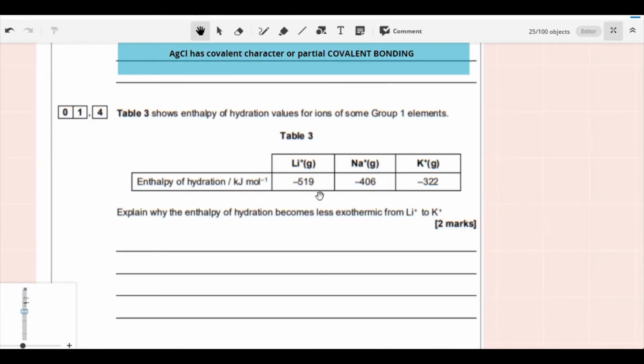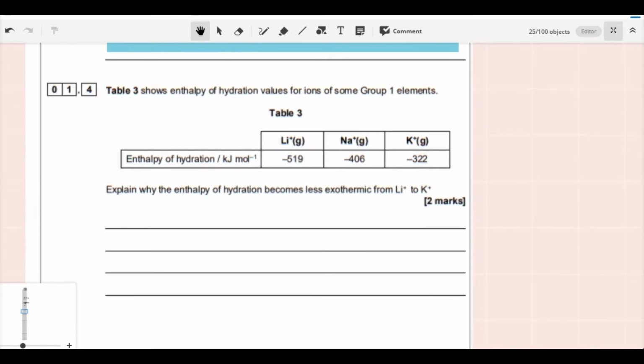Okay. Now the next one is a 2 marks question. 1.4, table 3 shows the enthalpy of hydration values for ions of some group 1 elements. You can see here lithium, sodium, potassium. The enthalpy of hydration is minus 519, here is minus 406, and here is minus 322. Explain why the enthalpy of hydration becomes less exothermic from lithium to potassium.